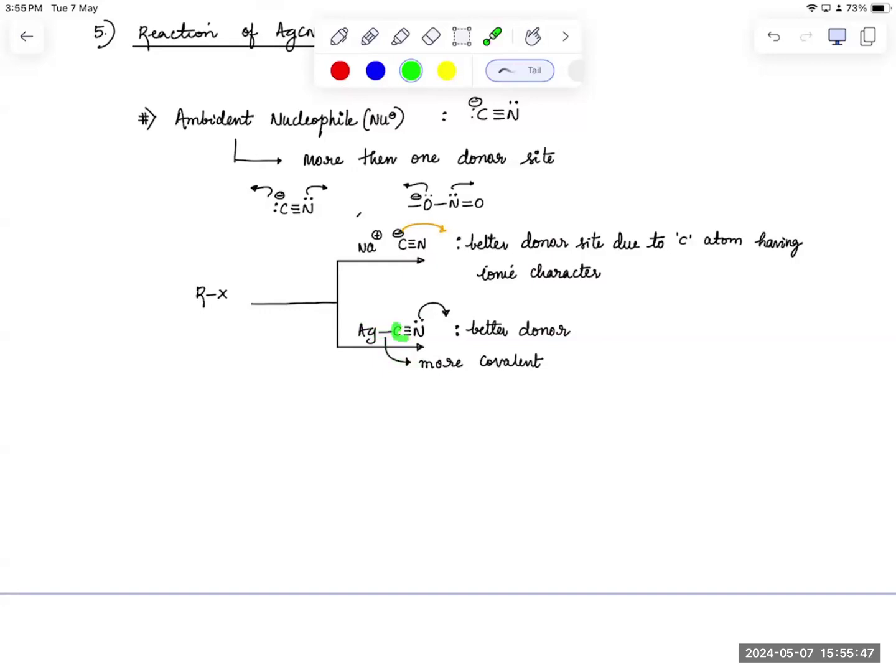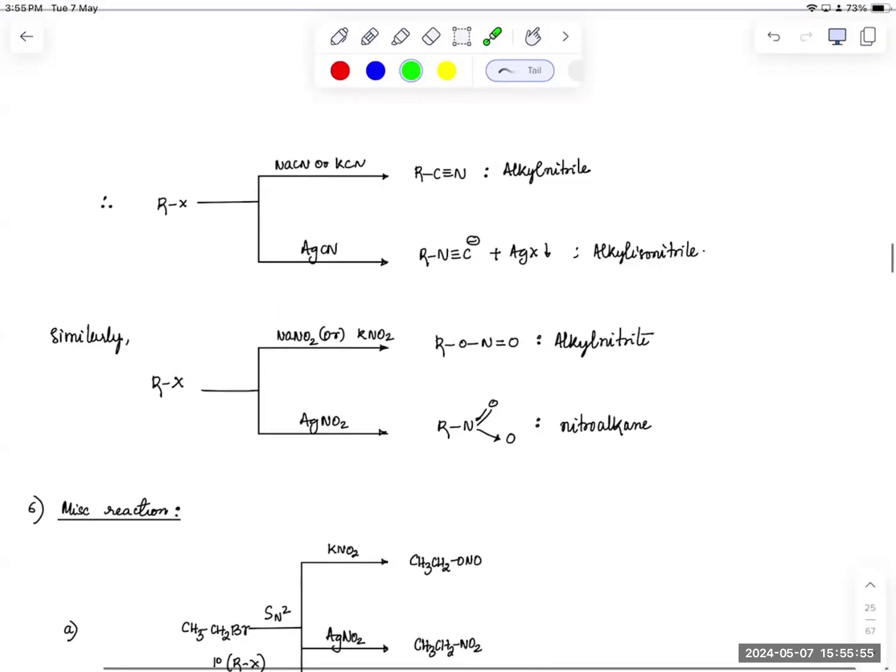So carbon cannot show this lone pair to attack the alkyl halide. So nitrogen will attack in this case. So nitrogen is a donor in this case. So check out: suppose you have RX, treat that with NaCN or KCN, then the product will be alkyl cyanide. So it is alkyl nitrile. CN is read as nitrile.